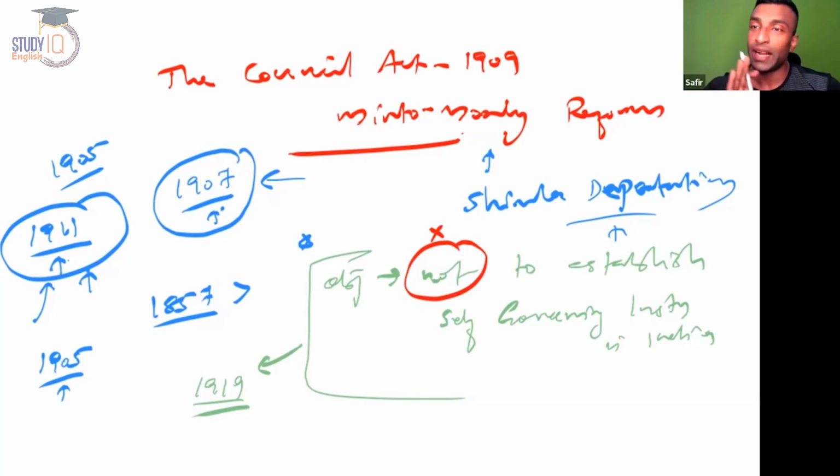So the objective between 1909 and 1990, now itself you have covered. Okay, so here it is very clear, not to establish self-governing institutions in India. There it is going to be, it is for establishment of self-governing institution in India. Okay, so guys, if you look into the first one, let's talk about the separate electorate itself. We'll start with the separate electorate.